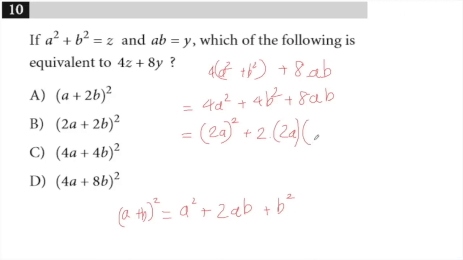So 4a squared means 2a squared, plus 8ab means 2 times 2a times 2b, and 4b squared is 2b squared. So 2a plus 2b squared will be equal to it here, and the final answer is B.